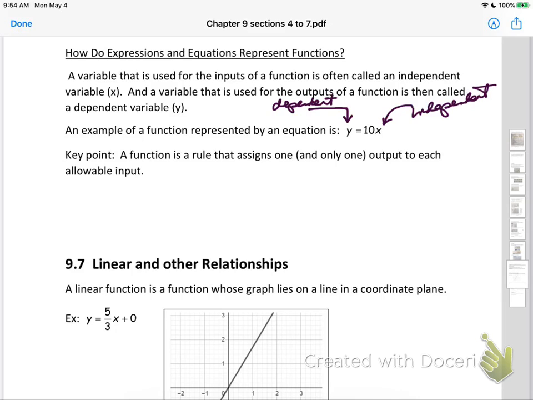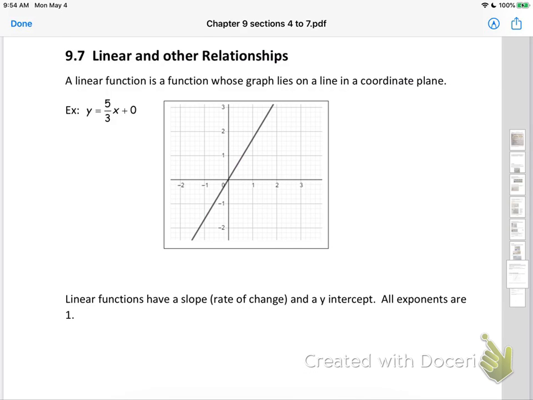Your input is independent. Okay, so as I said earlier when I was talking about the table and the graphs, a function is a rule that assigns one output to each allowable input. Okay, so every x can only give one y. Okay, so that is the definition of a function. Okay, and let's talk about linear and other relationships on the next page.